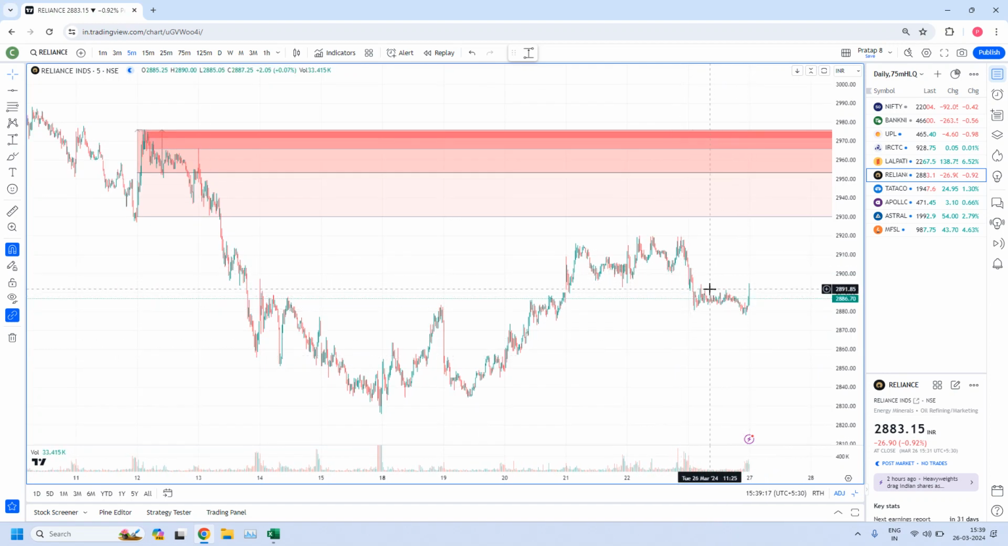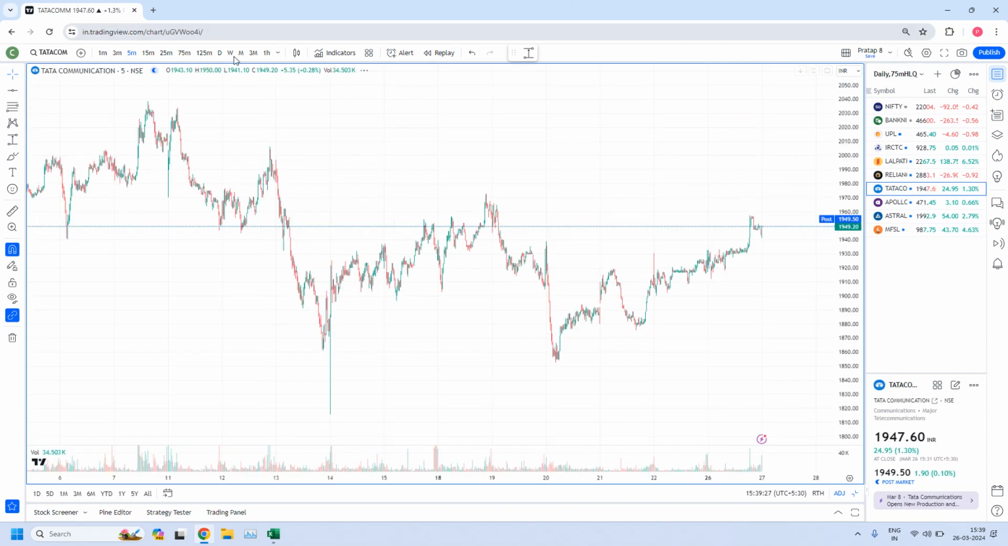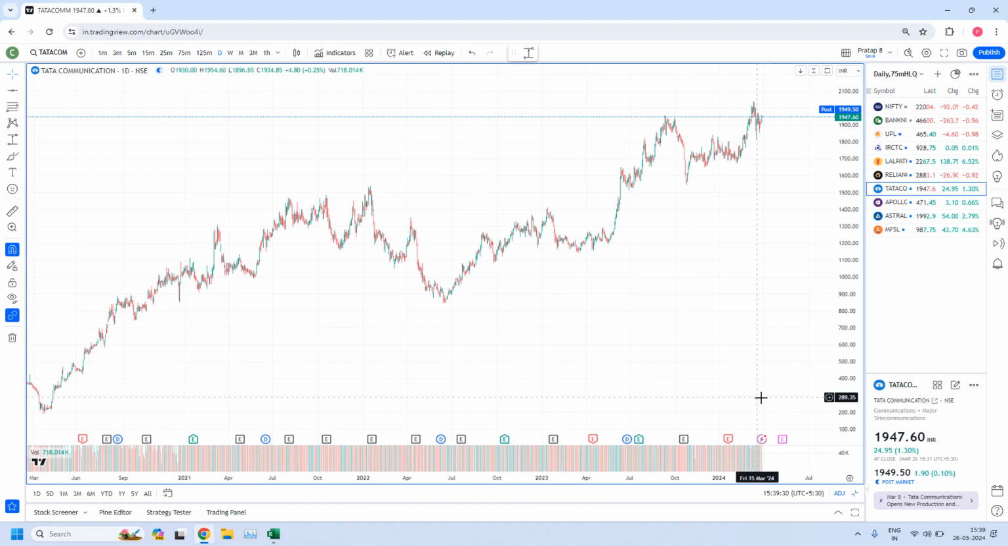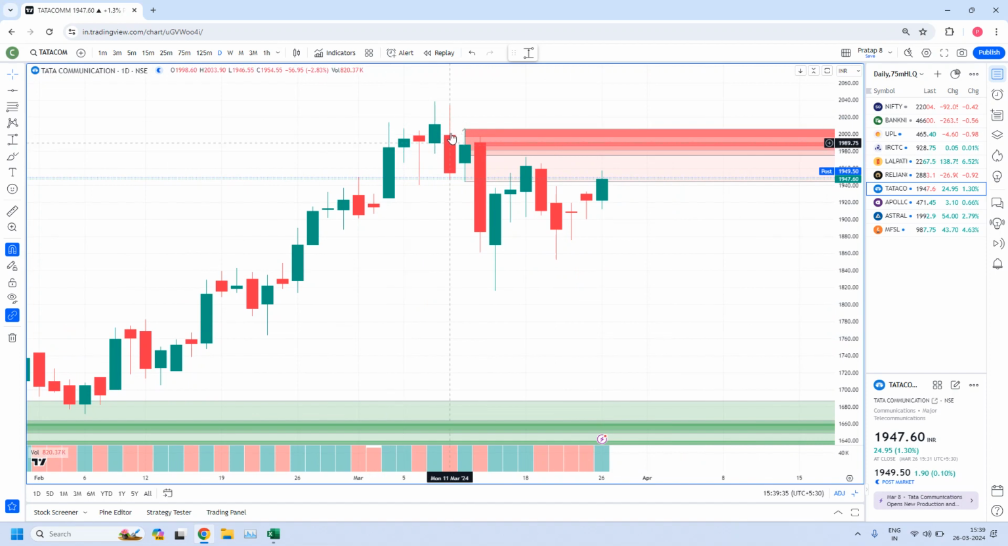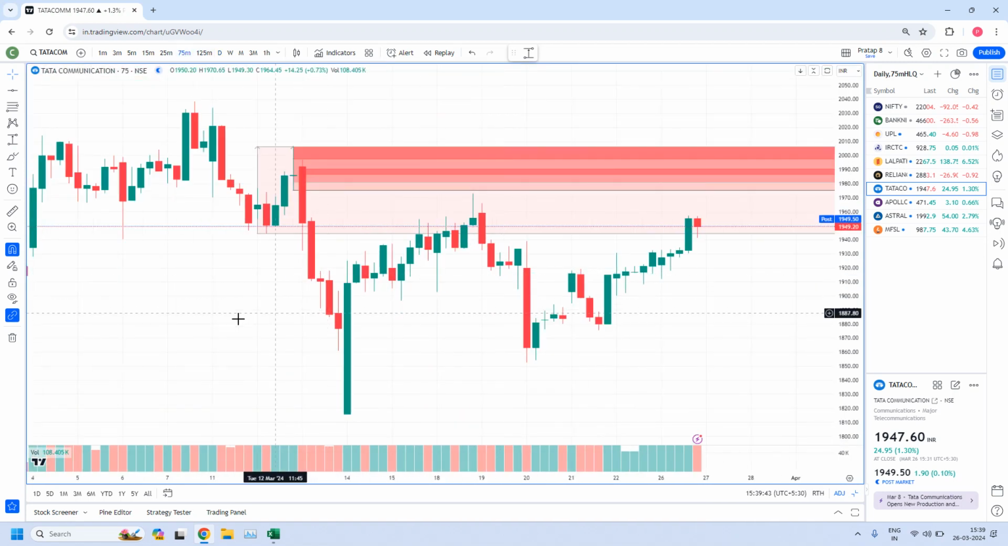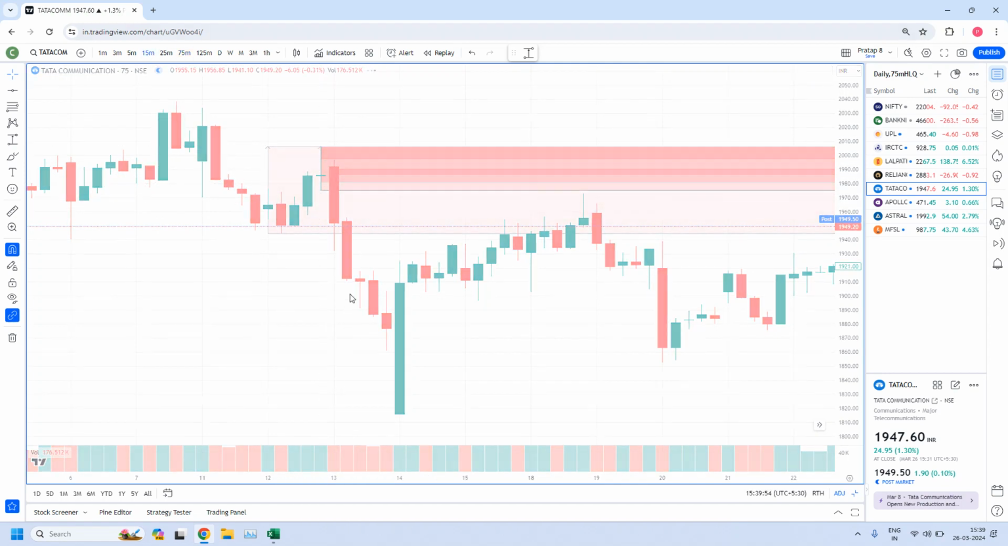Probably today also software might list if it is near to the zone, otherwise it may not be there. Next one is Tata Communication. This is also a daily high liquidity zone. We have a drop, base, drop, and this we fine tune with the 75 minutes time frame. In 75 minutes also we have a rally candle, base candle and a drop candle. Within this 75 minutes again we need to fine tune with 15 minutes time frame.